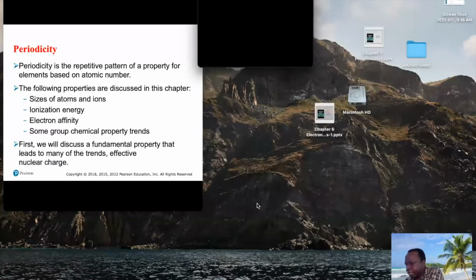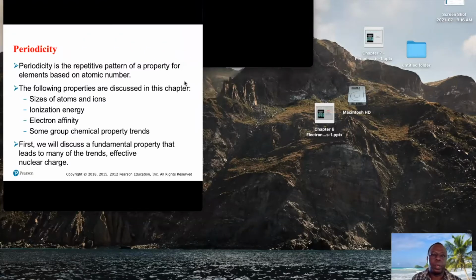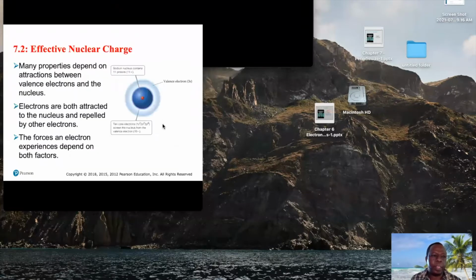So the effective nuclear charge is simply the charge experienced by an electron or electrons in the outermost shell, or valence electrons. For example, here is an illustration of a sodium atom based on the number of protons. And the valence shell contains what we call valence electrons. For sodium, there is only one electron.